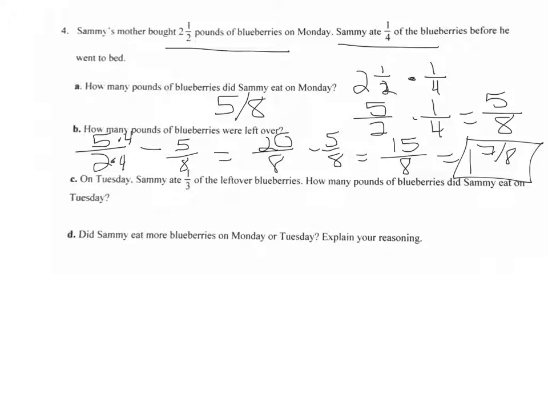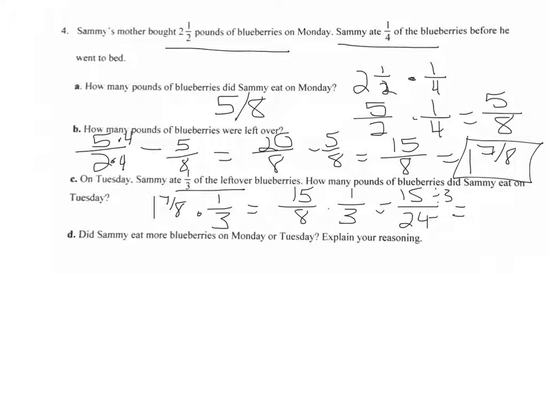Next, it says on Tuesday he ate 1/3 of the blueberries that were left over. So once again, you're thinking about 1/3 of, so we're going to multiply this again, because remember that 1/3 of something, multiplication is the same thing as dividing into 3, which is what we should be thinking of. So we have 1 7/8 times 1/3. So we're going to want to change this to an improper again, which we already have up there. So that would be 15/8 times 1/3, which would give me 15/24, which if you simplify that, divide by 3/3, which will give me 5/8.